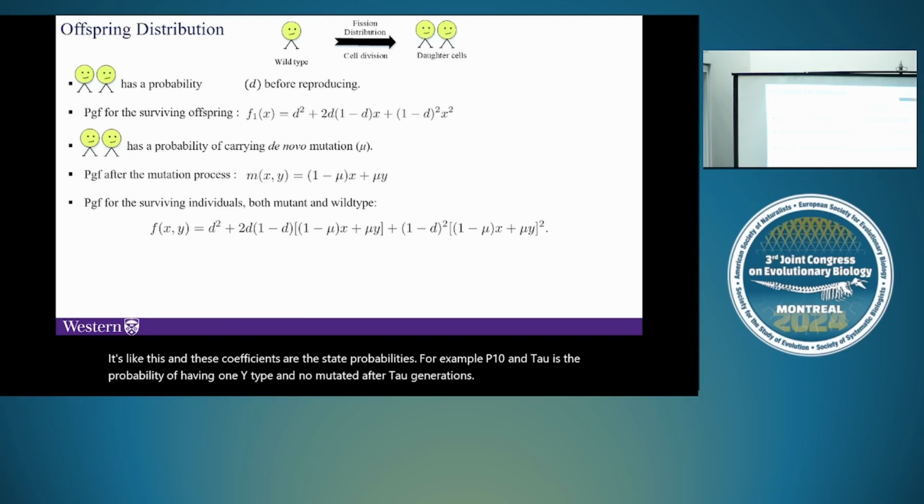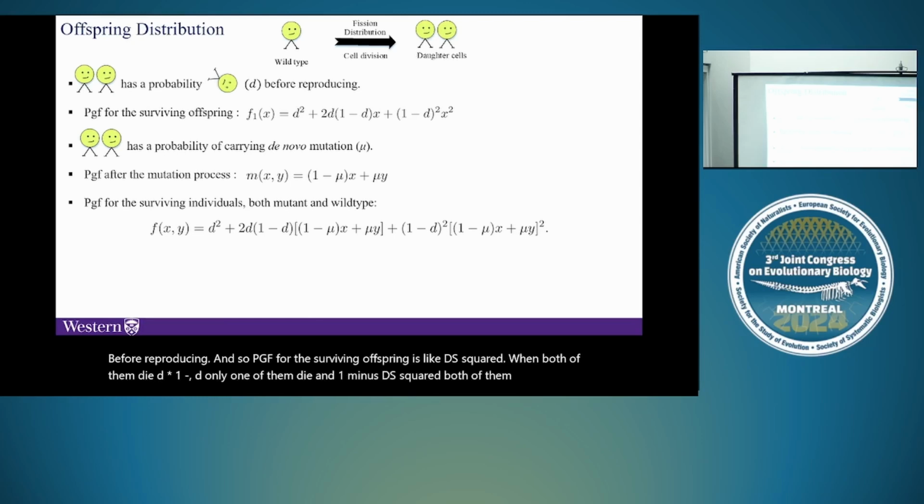So as I said, we use two offspring distributions, Poisson and fission, but because of the limited time, I'm going to just talk about the fission distribution. The wild type is divided into two equal daughter cells. Each daughter cell has a probability D of dying before reproducing. So the PGF for the surviving offspring is D squared when both of them die, D times 1 minus D when only one of them dies, and 1 minus D squared when both of them survive.